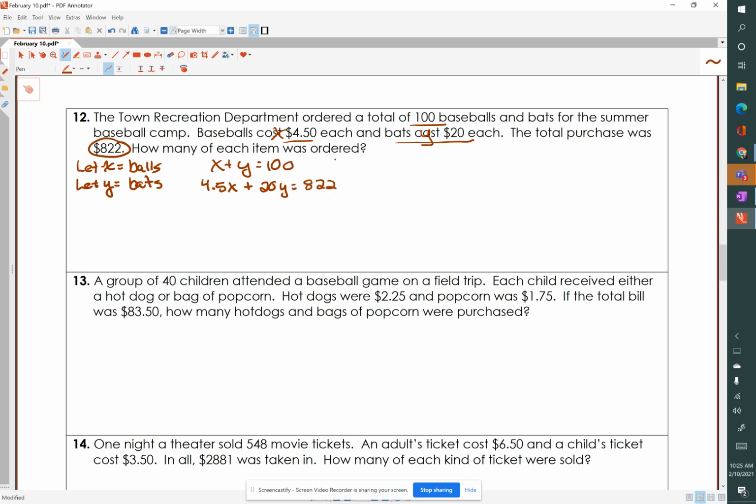So I'm going to solve this. This is a great problem for substitution. So I'm going to go ahead and solve this equation for x, and x will equal negative y plus 100. Now I can take negative y plus 100 and substitute it for x. So let's do that now. 4.5 times negative y plus 100, plus 20y equals 822.